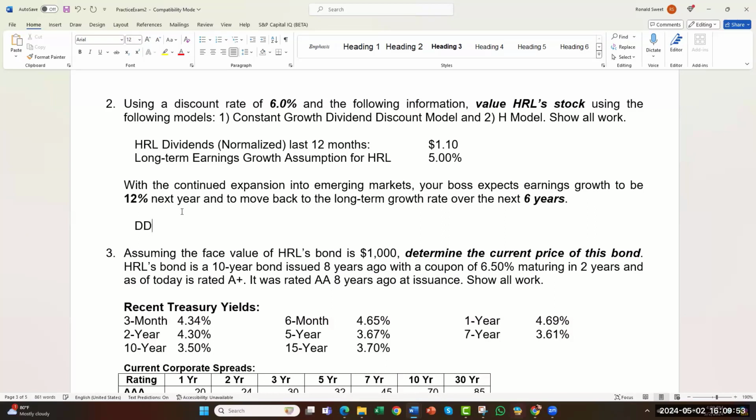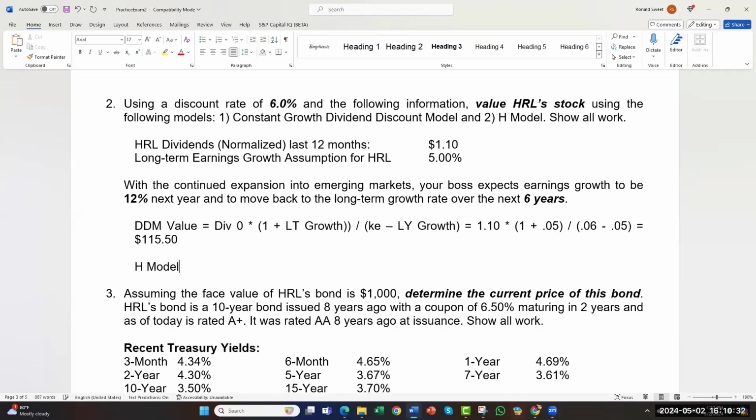So the dividend discount model: value is going to equal dividend 0 times 1 plus the long-term growth, divided by KE minus long-term growth. Very, very straightforward. So here, the dividend is $1.10. Long-term growth is 5%. All of that divided by 6% minus 5%. And you should get 115.50.